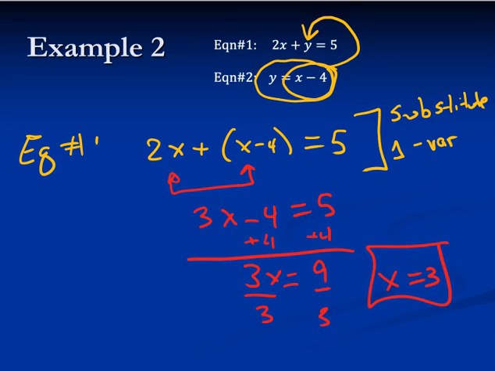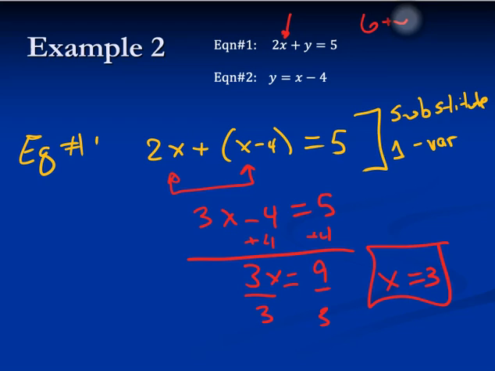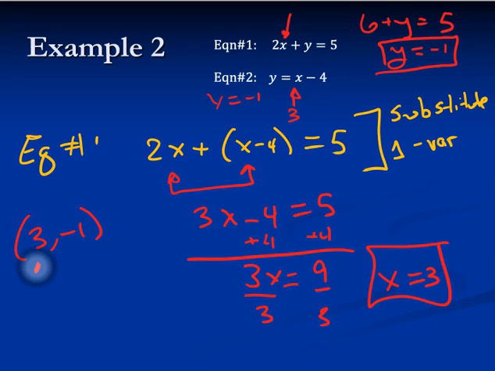Well, now we take that back into the original equations, and we say if I plug in 3 for x here, I get 6 plus y equals 5. Subtract 6 from both sides, we get y equals negative 1. Well, let's plug that x into this equation and see if we get a matching y. So when we plug 3 in for x, 3 minus 4 is negative 1, so y equals negative 1. They match. We can say the solution is 3 comma negative 1. 3 is our x, negative 1 is our y. That is the solution to our system. So we've seen 2 examples now with the substitution method.